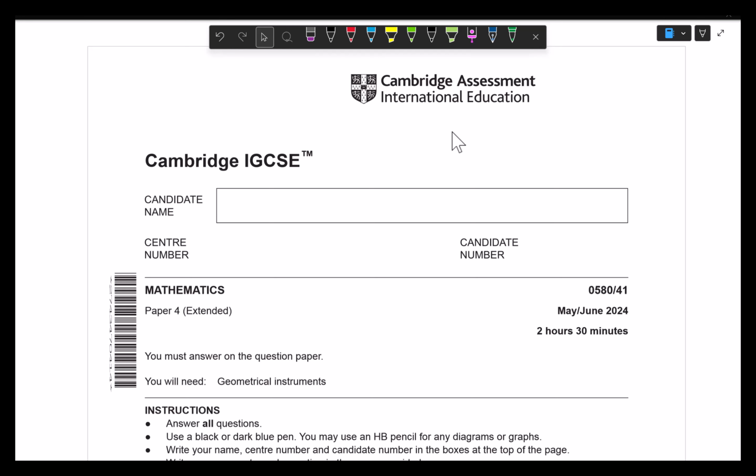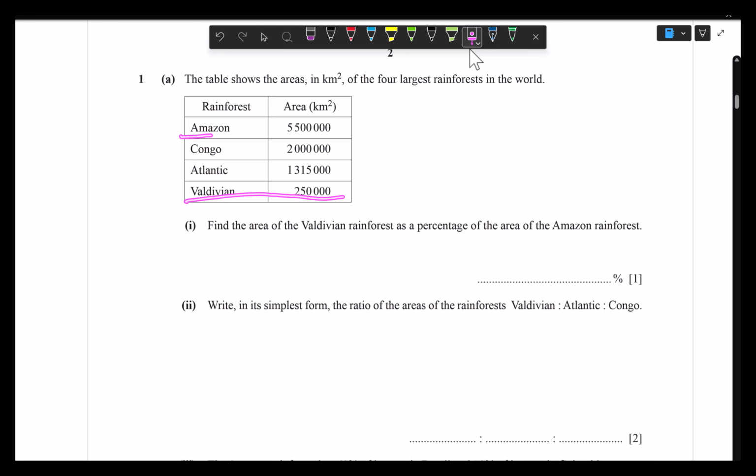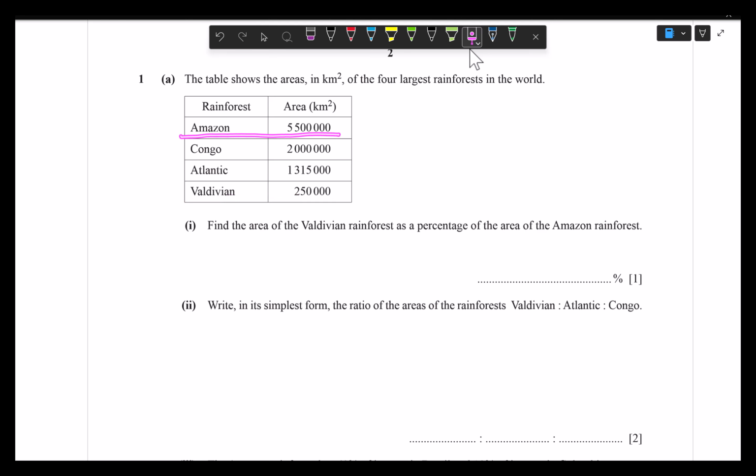Welcome to 365 Math. In this video, I'm going to look at a question that deals with percentages, and I'm taking this question from the May-June 2024 Paper 4 Extended Math. Question 1, we're given a table that shows the area in square kilometers of the 4 largest rainforests in the world. And part 1, we're asked to find the area of the Valdivian rainforest as a percentage of the area of the Amazon forest. So what we're going to do, we're going to look at the area of Valdivian, and we're going to also look at the area of the Amazon rainforest.